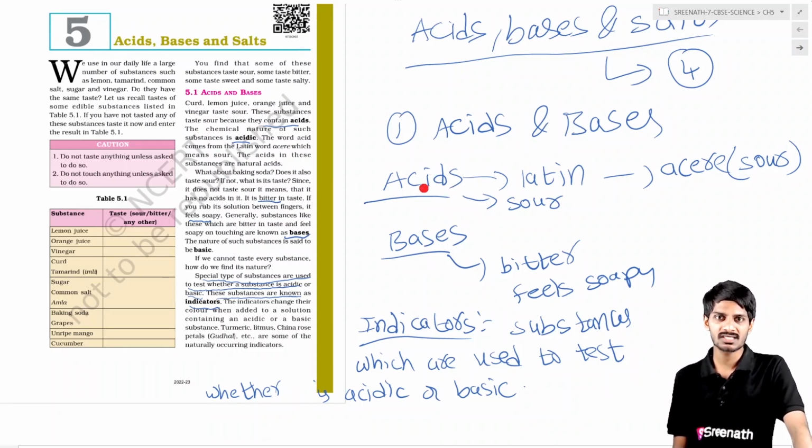If any substance does not have acidic or basic nature, we call that substance a neutral substance. The chemical nature of acids is acidic.